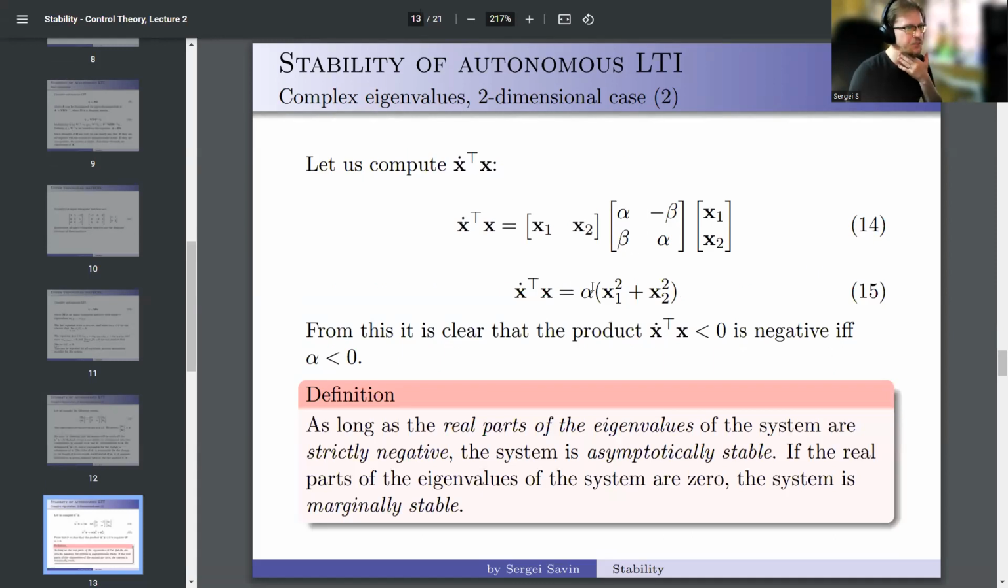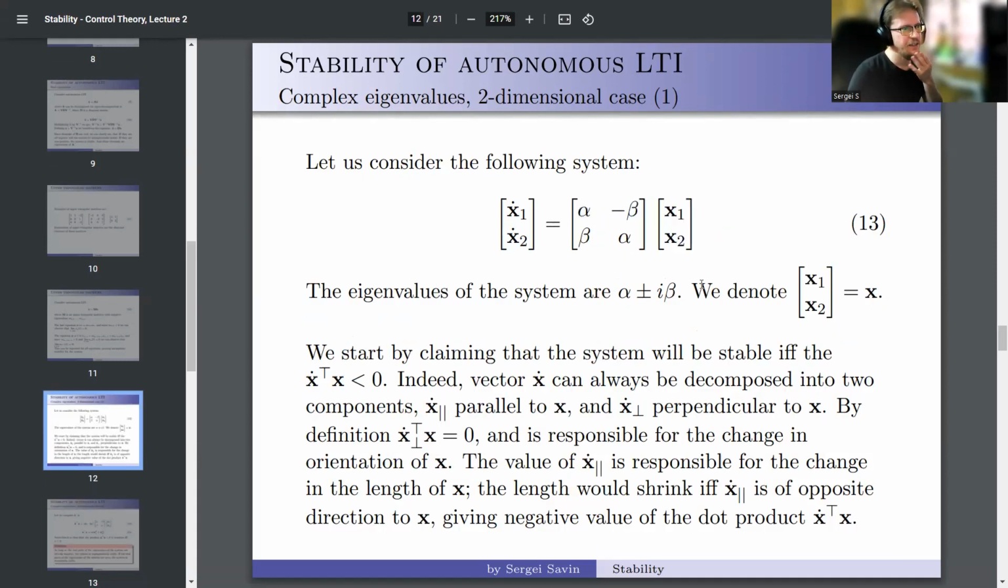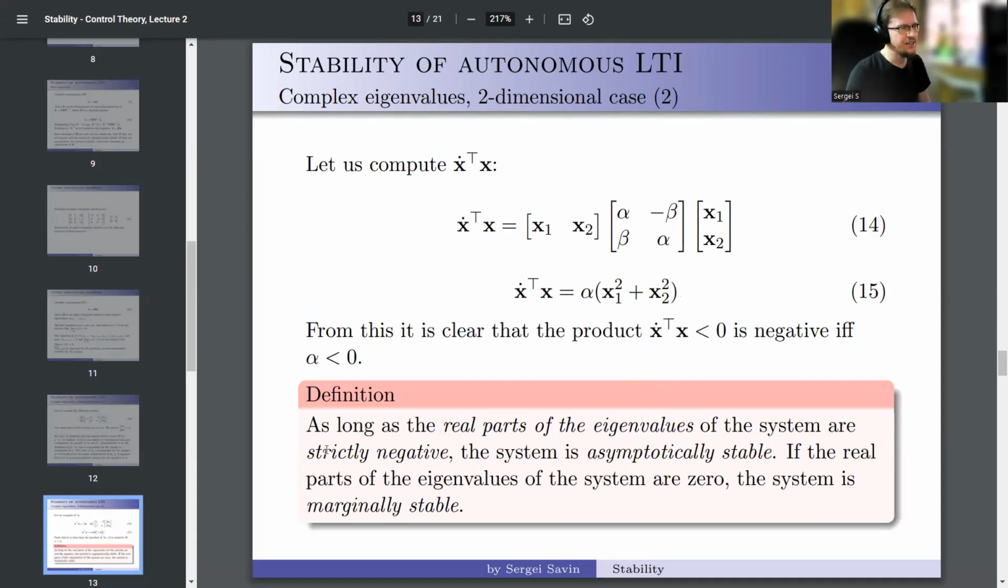So what we found is that for this particular system, if the real parts of the eigenvalues are strictly negative, then the system is asymptotically stable. If the real parts are 0, the system is marginally stable. If they are positive, it is unstable. Good. Any questions about that?